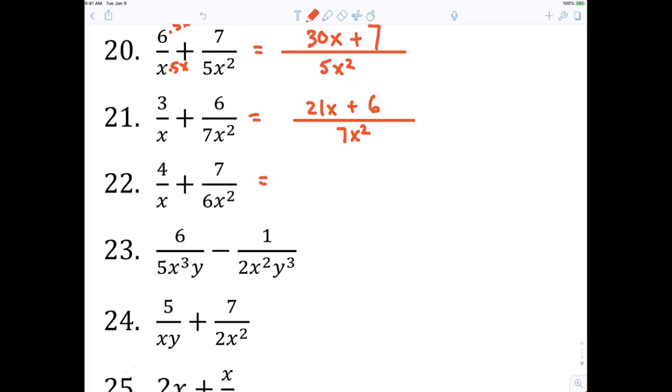All right, here we go. For question number 22. Yes, sir. 6x squared. Beautiful. 6x squared. And then 24 plus 7. Yep. Come on, guys. That's really simple. Really, really simple.